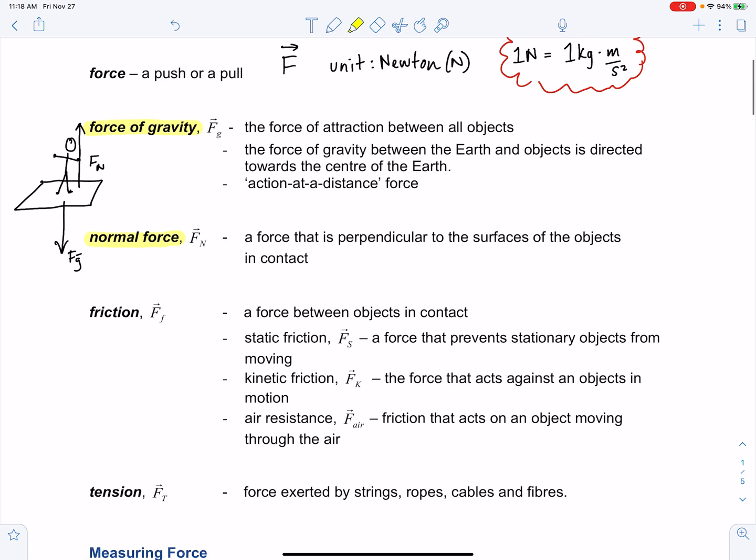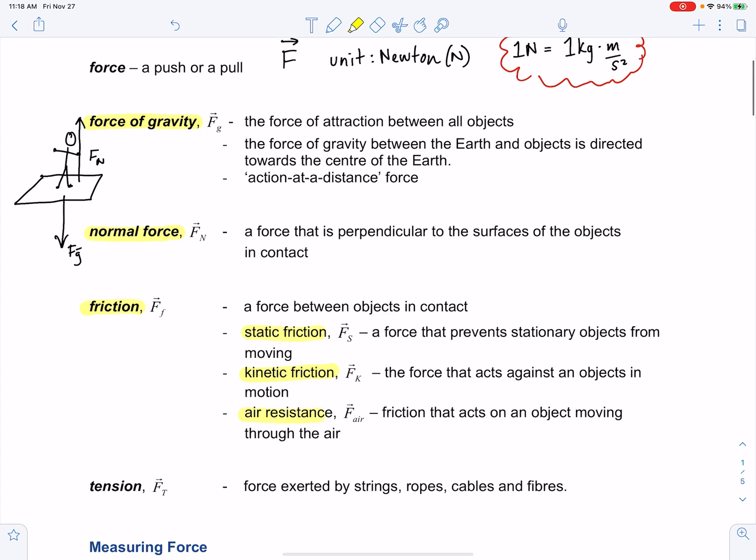Another common force is the force of friction, and we'll study this force in further detail. It's a force between any two objects that are in contact. We have two types of friction, static friction and kinetic friction. Static friction is a force that prevents stationary objects from moving. And kinetic friction is the force of friction that acts against an object whenever it's in motion. Air resistance is also a form of friction, and it's friction that acts on an object moving through the air.